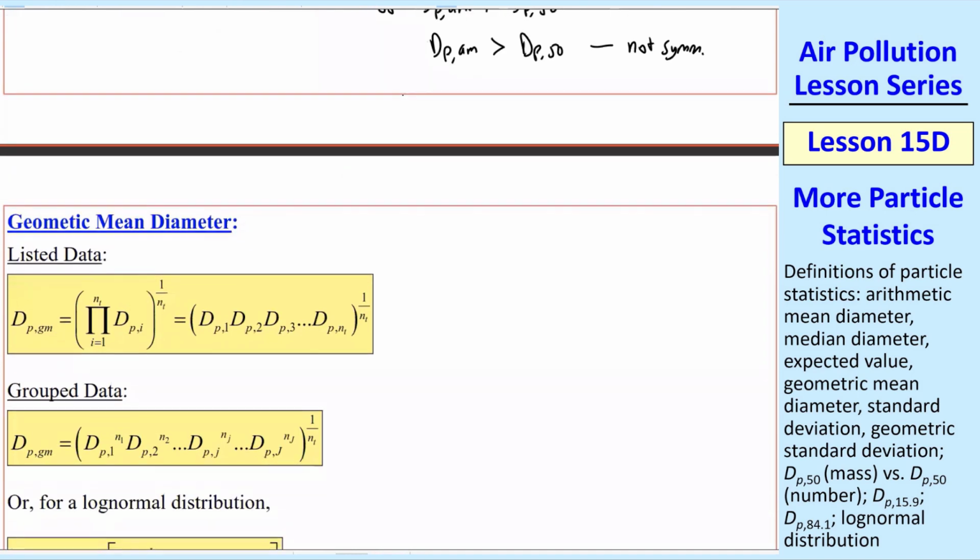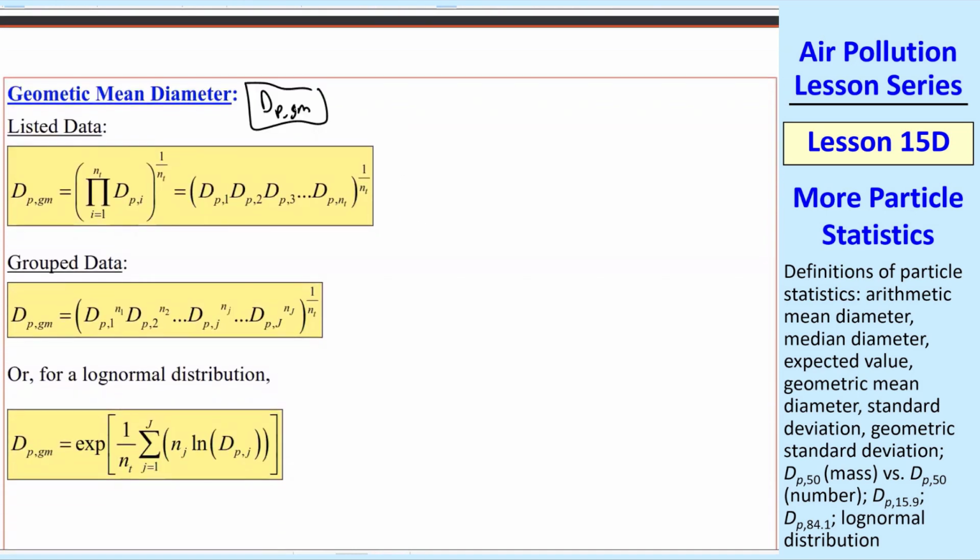Now let's define geometric mean diameter. I'll call this DPGM instead of DPAM. For listed data, if we have all the DPs, it's like an average, except we take a product instead of a sigma. We use this capital pi, and then instead of just dividing by NT, we take an exponent 1 over NT.